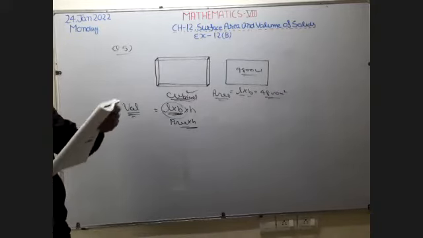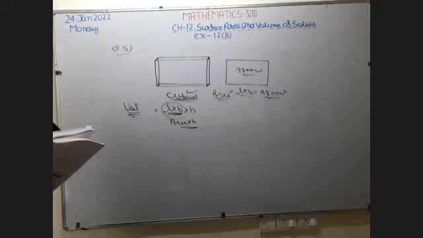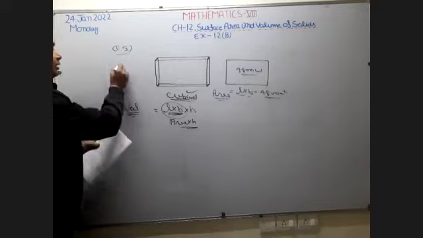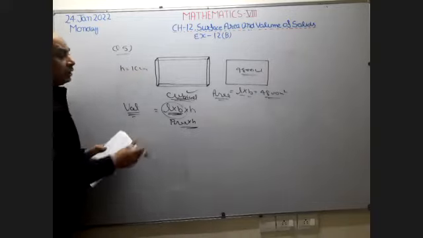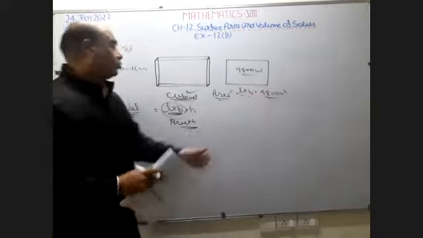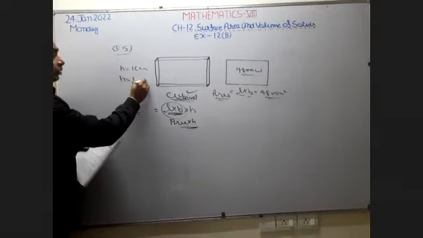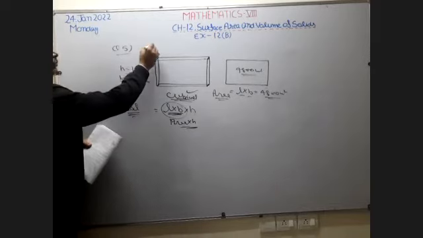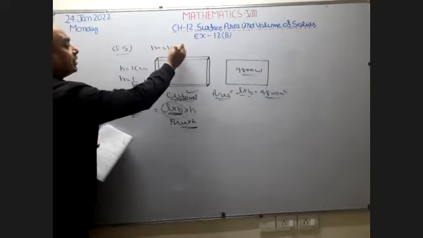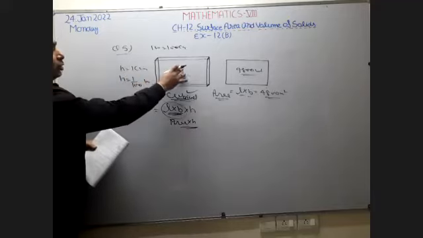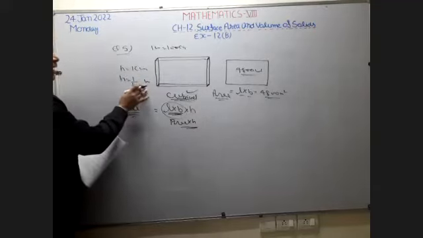The area of the rectangle sheet is given as 4,800 meters square. Find the cost of covering it with gravel 1 centimeter deep. 1 centimeter deep means height. Height is given as 1 centimeter. Now all dimensions are in meters, so I convert to meters. So height becomes 1 by 100 meter. In 1 meter, 100 centimeters are there. It means 1 centimeter equals 1 by 100 meter. So the height of this cuboid shape becomes 1 by 100 meter.